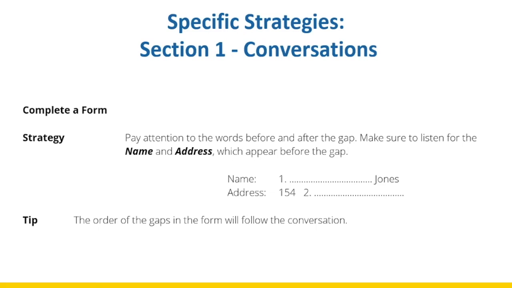So for example, when you hear first name and then it will be followed by John's, you know that's information you need to write down. The next example we have address 154, 2, and gap. So whenever you hear 154, the following information you're going to write down in your gap. And remember that the order of the gaps in the form will follow the conversation.